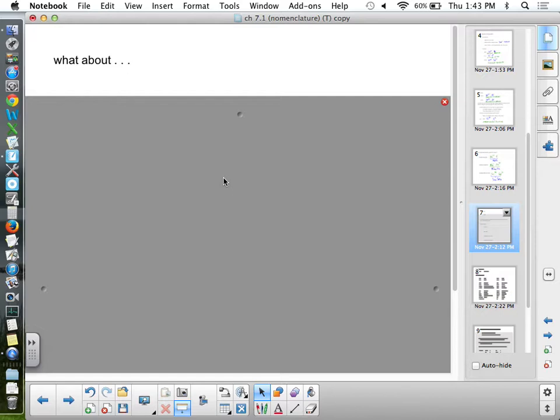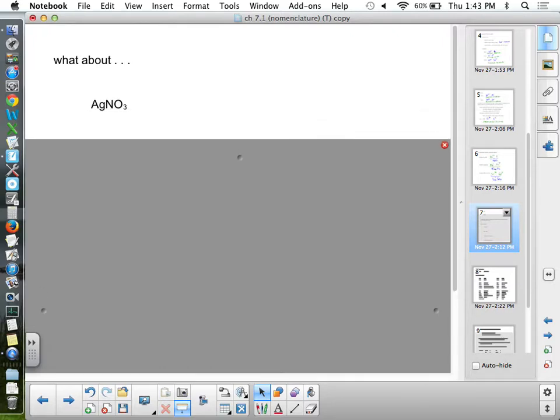Okay, let's take a slightly more complicated example. There is an ionic compound, and in fact I've got several bottles of it here in the chemistry lab, that has the formula AgNO3. Now the first thing you notice about this is that it is clearly not a binary compound. Why not? Well, because it contains three elements: silver, nitrogen, and oxygen. Nitrogen and oxygen are nonmetals. Silver is a metal, so you know this has to be an ionic compound.